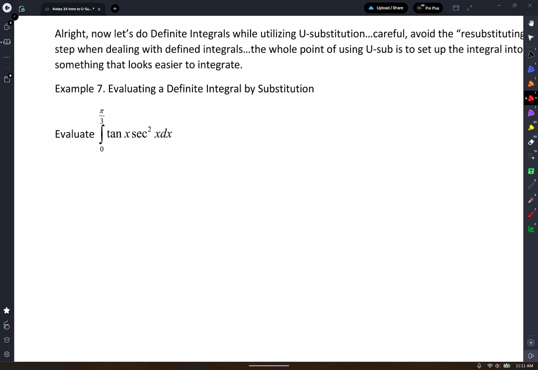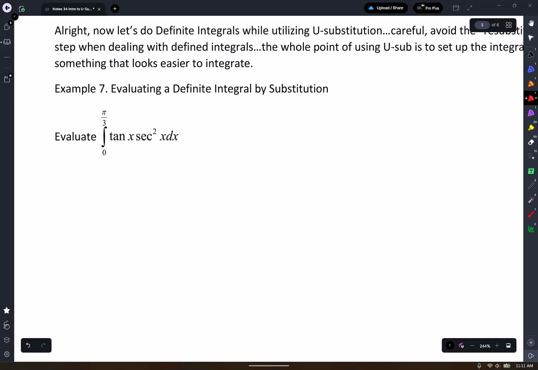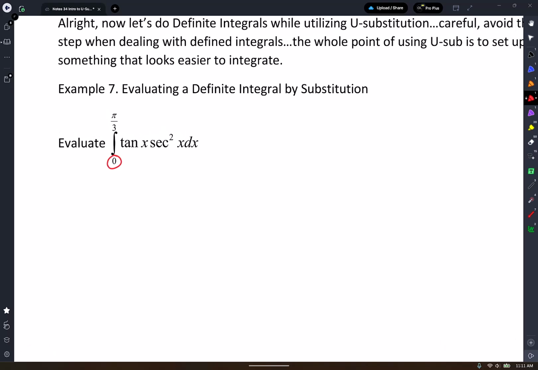Yes. All right. You see how this is a definite integral? And you have limits. So you're not going to go back to your x. It's about u.